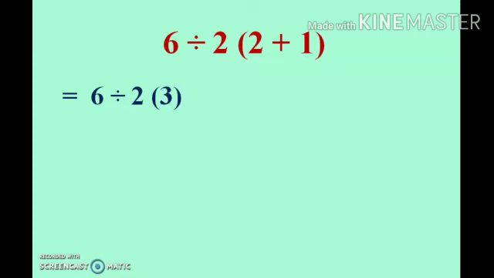Here many of you will make a mistake. Just make a note of this. They will multiply 2 into 3. So they will get 6 divided by 6. Their answer will be 1. But the answer 1 is the wrong answer.